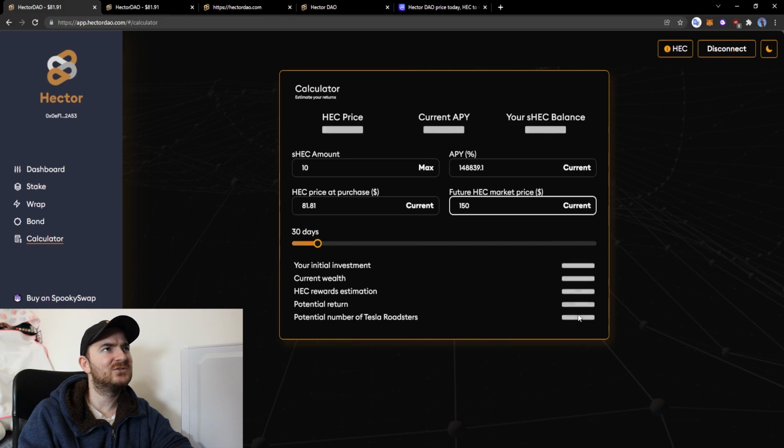Now there is this potential number of Roadsters statistic which they have. I remember when they released it, it actually said potential number of Lambos, but everyone just said it's not very professional, can you please remove it? So instead they just changed it to Tesla Roadsters.